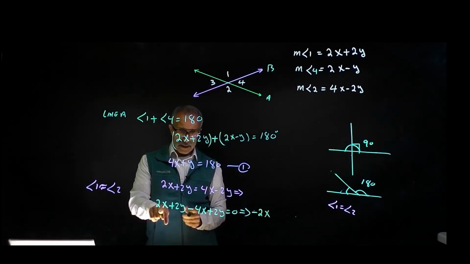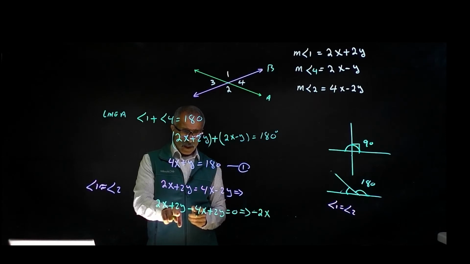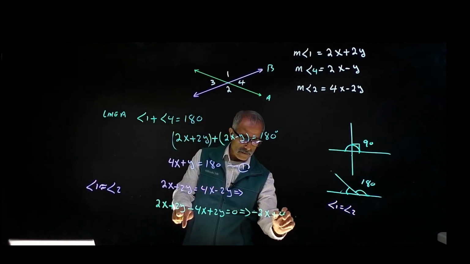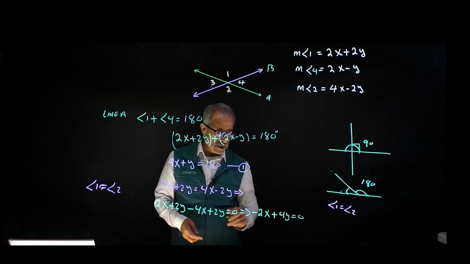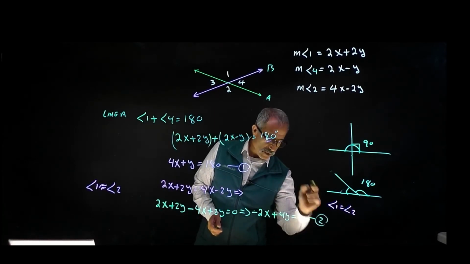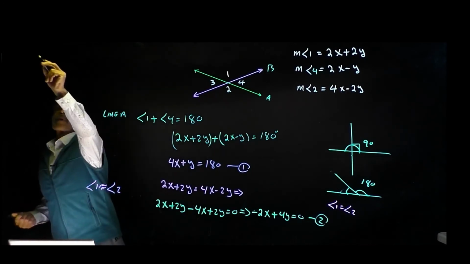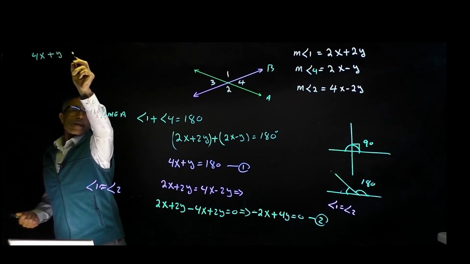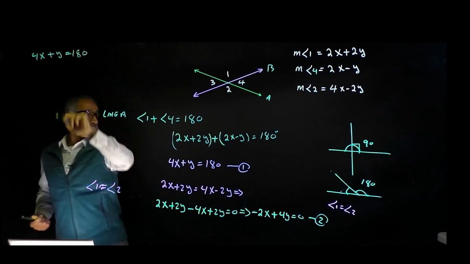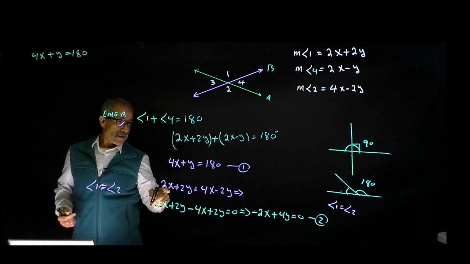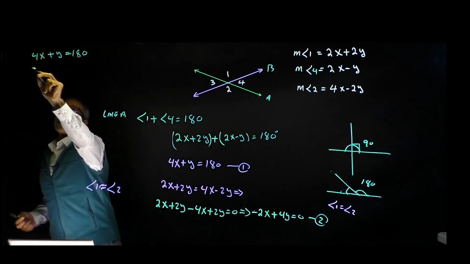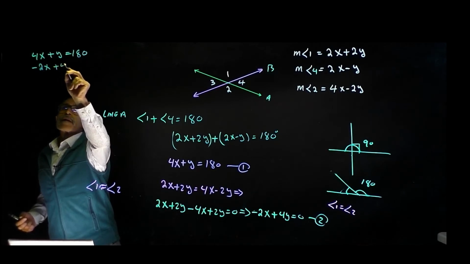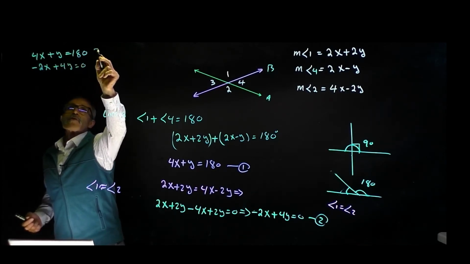And then I have 2y. This plus 2y becomes plus 4y, plus 4y equal 0. So that gave me equation number 2. Equation 1 came out to be 4x plus y is equal 180. And then I have equation 2: minus 2x plus 4y is equal 0. So I got 2 equations, 2 unknowns.